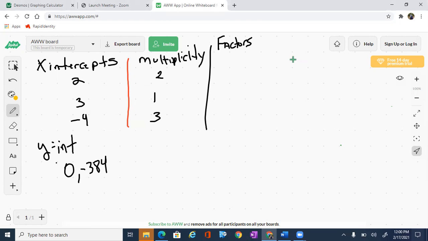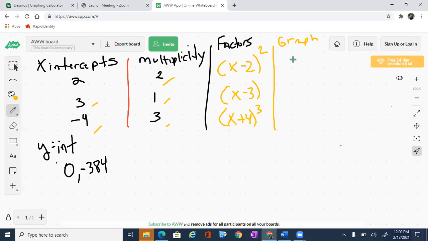my factors. So x-intercept of 2 would be written with a factor as x minus 2 with a multiplicity of 2, which means that it is squared. I have an x-intercept of 3 with a multiplicity of 1, which means I would just write x minus 3. And then I have an x-intercept of -4 with a multiplicity of 3, which would be x opposite of -4, which is x plus 4 cubed.